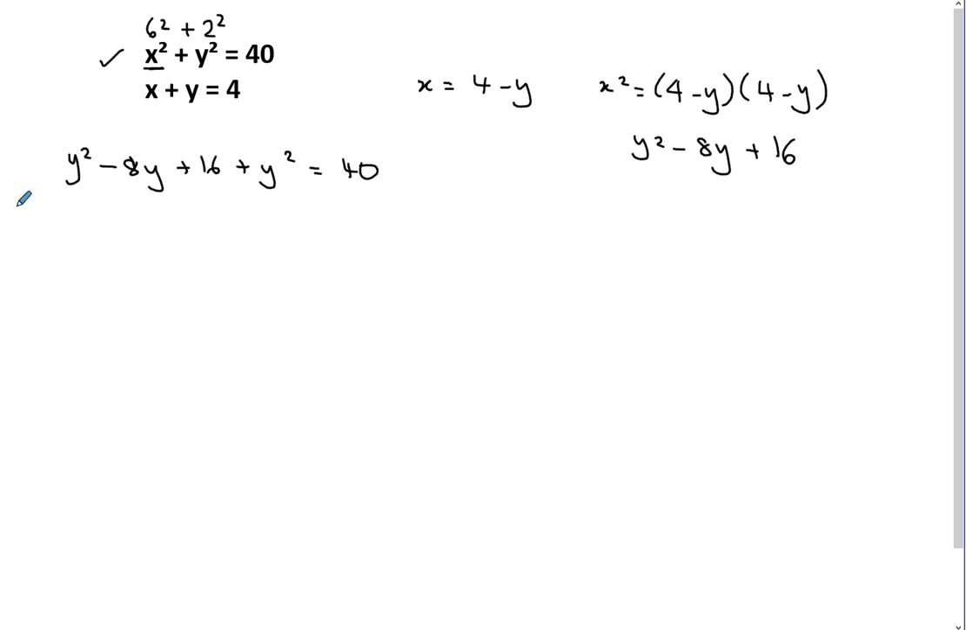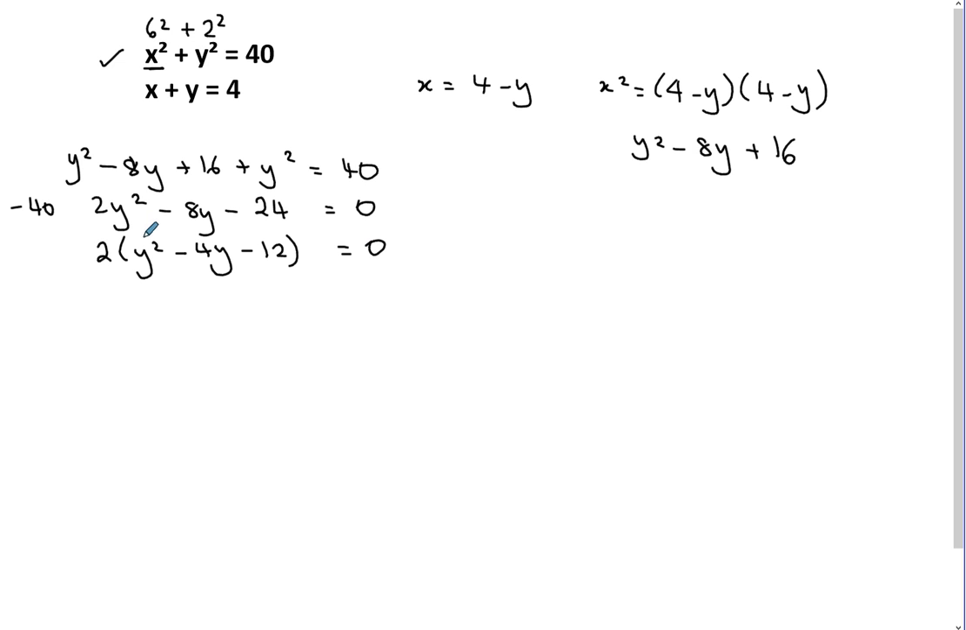I'm going to collect like terms, but I'm also going to minus the 40. So I've got 2y squared minus 8y, and then 16 minus 40 is minus 24. And that should be equal to 0. Okay, and again, like with the last question, which was really useful, everything can go into 2. So I've got y squared minus 4y minus 12 equals 0.